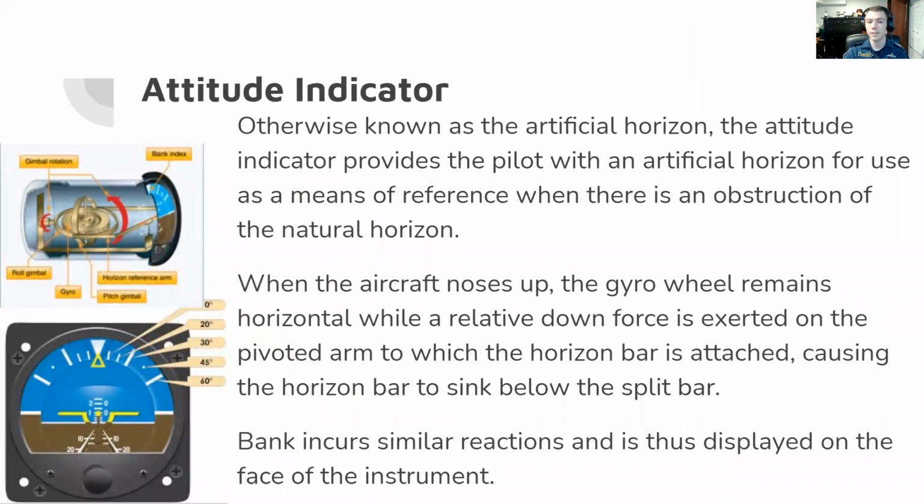Attitude indicator. This is also known as the artificial horizon, and you may have seen it look like this. Sometimes it's got a little plane, and sometimes the ground here is green, but this is pretty straightforward. You've got the sky, which is blue, and then you've got the ground area here.